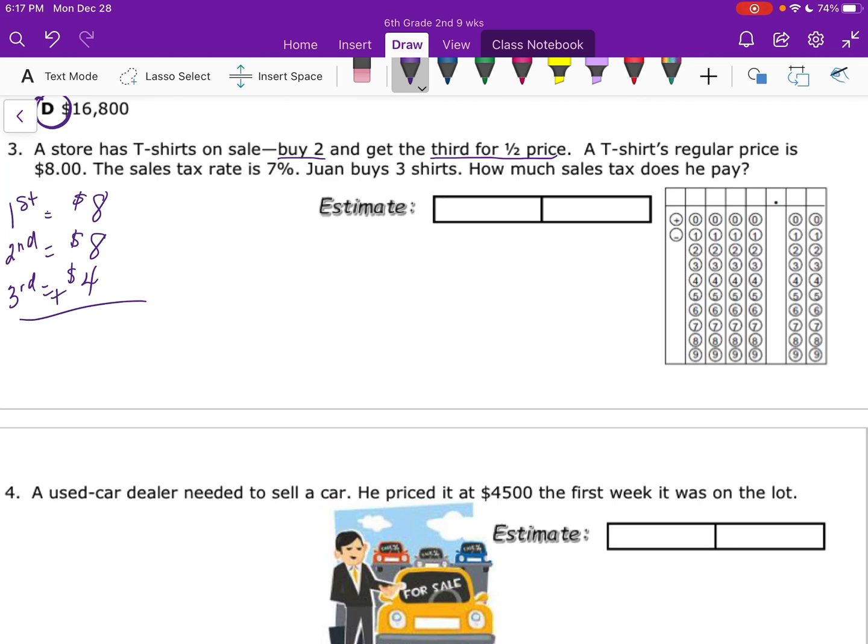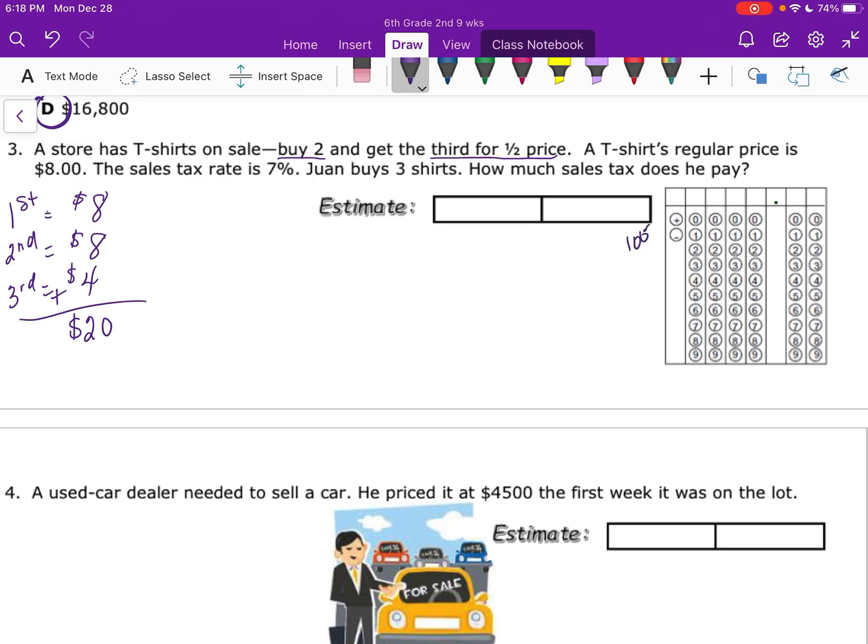And then what do they do to get how much he owes? They add it together. So 8 plus 8 is 16 plus 4 is 20. So the shirts cost $20. Okay, so now let's look at an estimate.